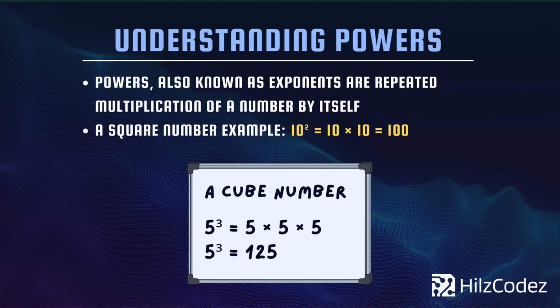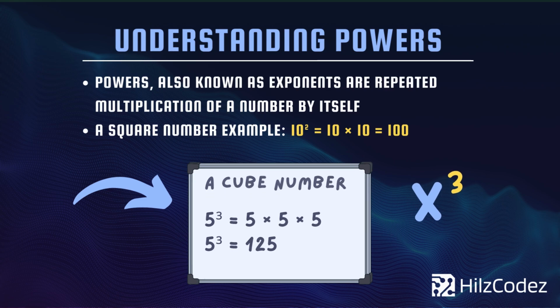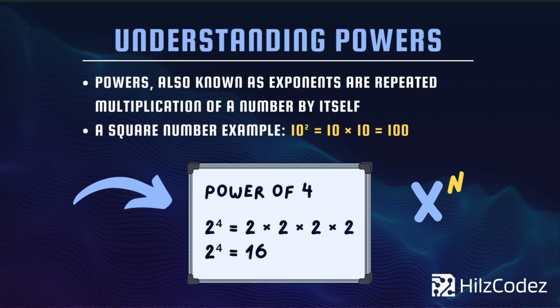Now let's look at cube numbers. A cube number is raised to the power of 3, which means it's multiplied by itself 3 times. For example, 5 raised to the power of 3, or 5 cubed, is equivalent to 5 times 5 times 5, or 125. Powers can also be any integer. An example of this can be 2 raised to the power of 4, which is the same as 2 times 2 times 2 times 2, which equals 16.